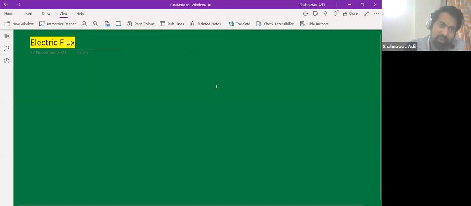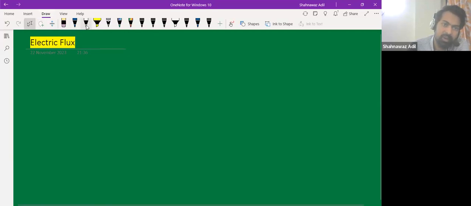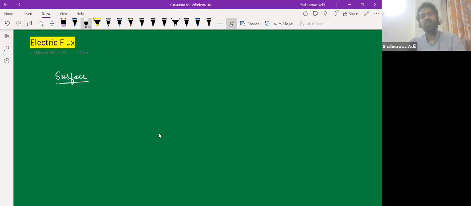Before we talk about this electric flux, we should understand about the surfaces. So, what kind of surfaces we can have? You are looking at your laptop, right? That is one surface. Surface means that it has two dimensions, right? And the important thing about the surface is the area, right? So when you are looking at your screen, that is one kind of surface.